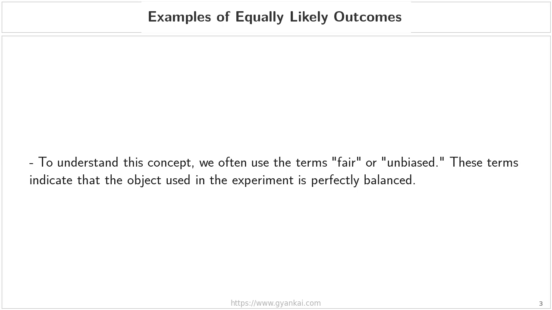To make things easier when we talk about these experiments, we often use the terms fair or unbiased. When you see these words, you can immediately assume that the object we are using, whether it's a coin, a die, or a spinner, is perfectly balanced, meaning there is no hidden trick or weight shifting the results.